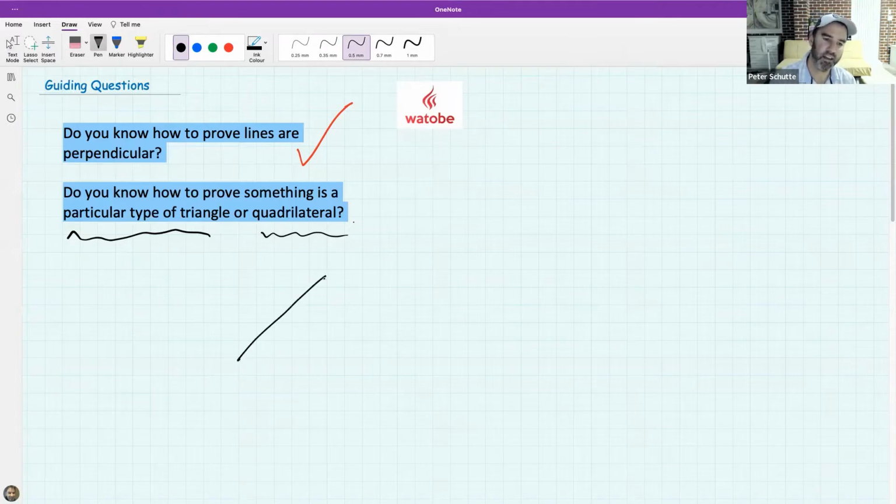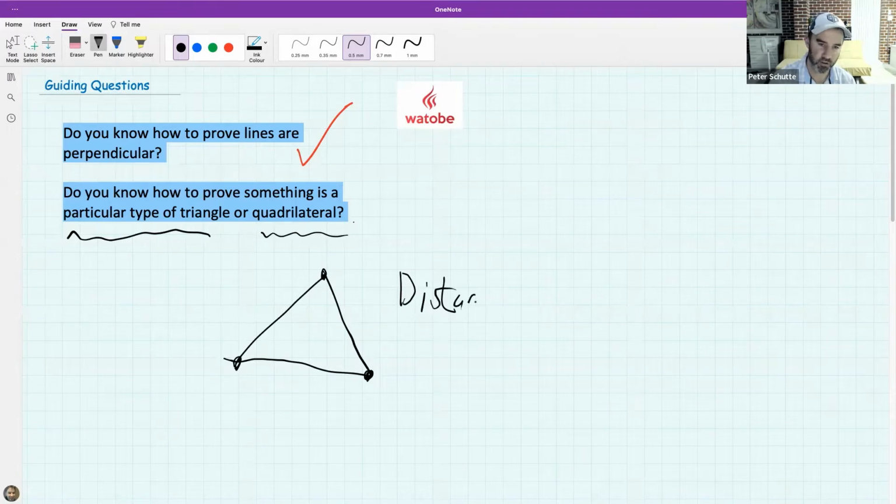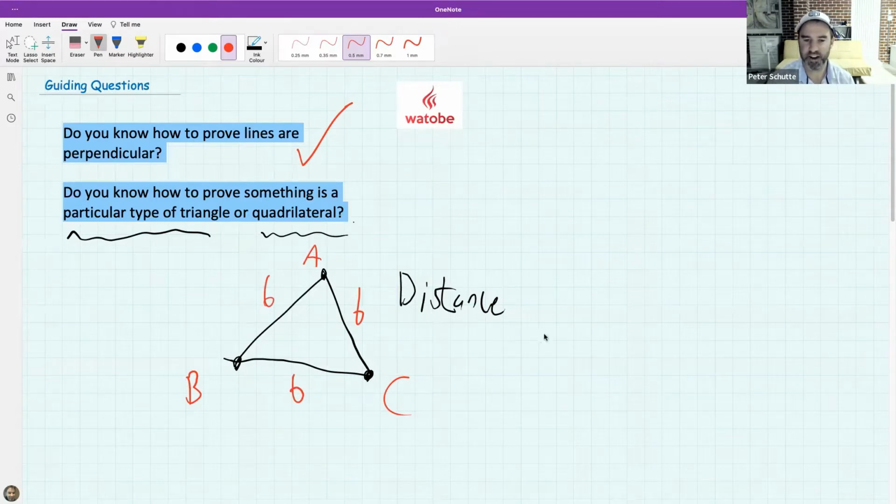If I gave you a triangle and the points on the triangle, how would I figure out what sort of triangle it is? Yes, the distance formula. For triangles, the distance formula would be a very good idea, because if, for example, I measured this and worked out that this was 6, this was 6, this was 6, what type of triangle have I found? It's an equilateral triangle, right? Exactly.